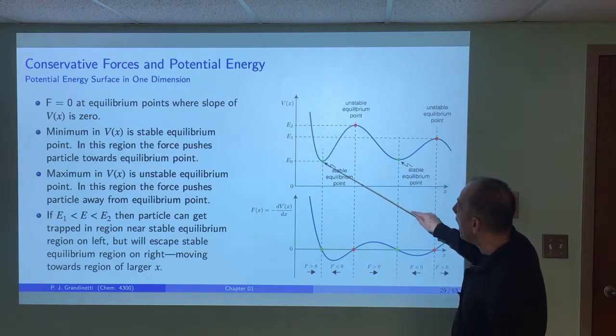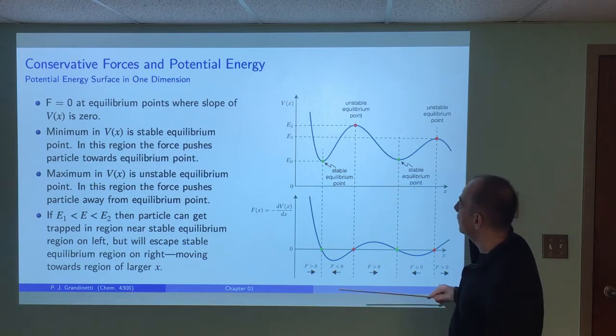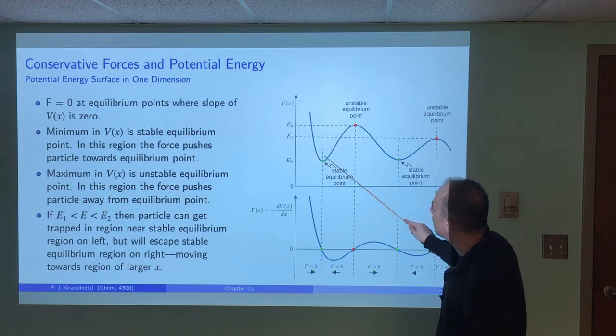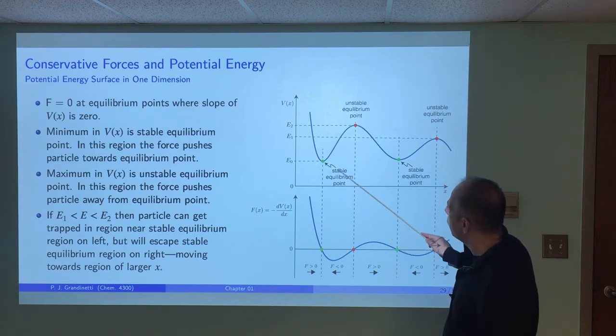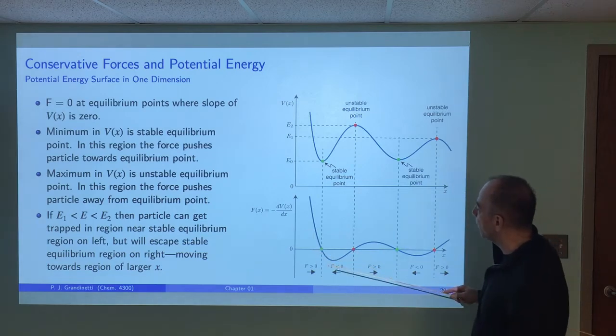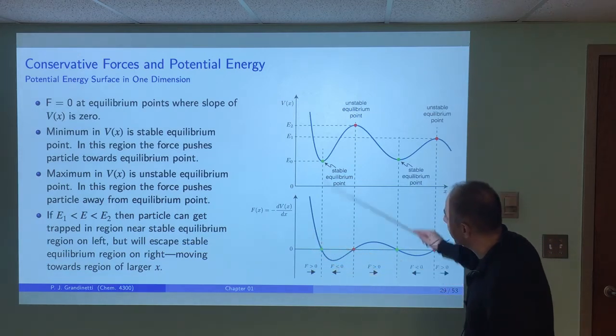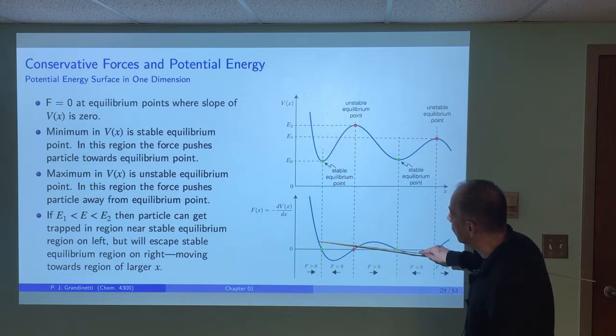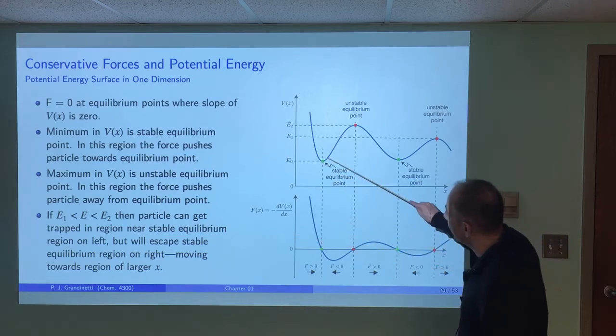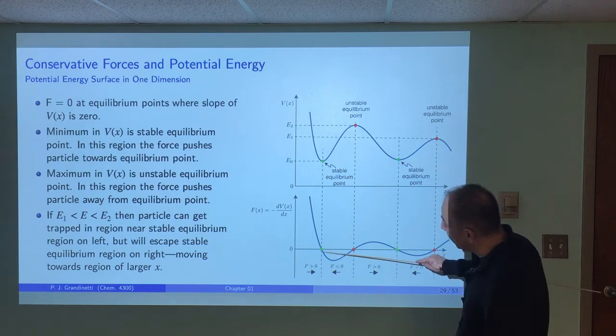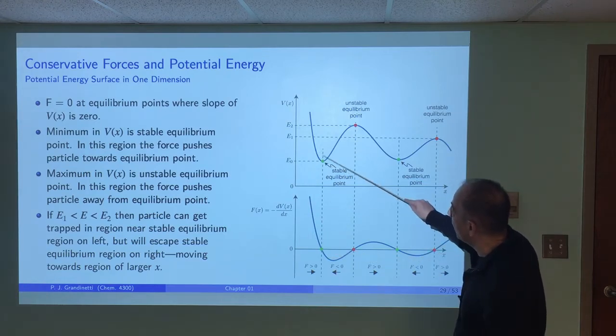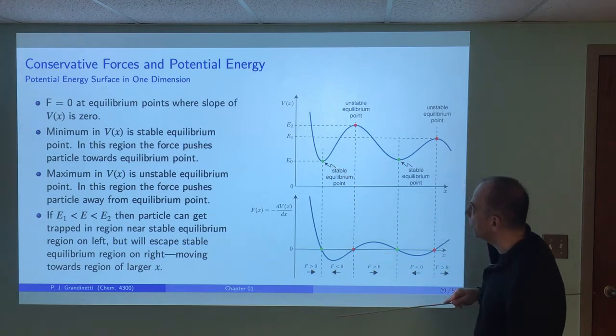Now, when you have a minimum like this in the potential energy function, then if you're on either side of it, the force will be pushing you back towards that stable equilibrium point. So if I'm over here, for example, then the force will be positive and it'll be pushing me towards positive x. If I'm over here, the force is negative and it'll push me towards negative x. So if I'm in this region here, the force will always be pushing me towards this stable equilibrium point.